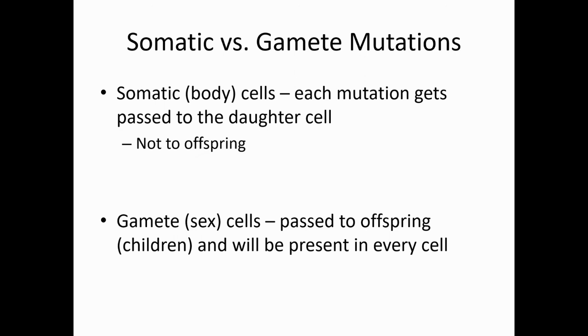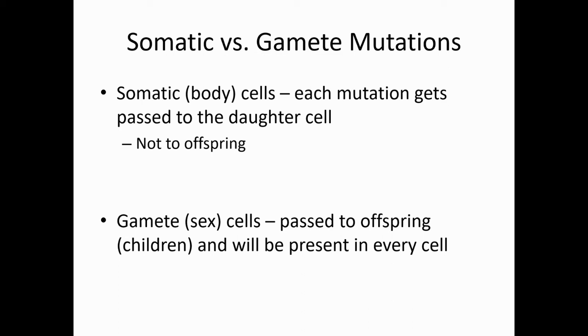Mutations can occur in a lot of different spots in your body. We have these cells, they're called somatic cells. Those are your body cells, like your skin cells. Okay. If you get a mutation in one of those, each new DNA strand, each mutation will then get passed on to each daughter cell. It doesn't necessarily get passed on to the offspring if you're going to have children, but it can then get just in each individual cell.